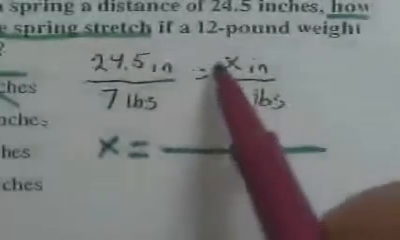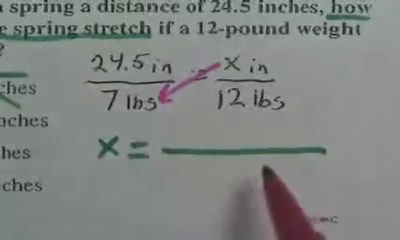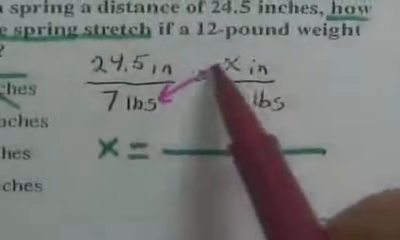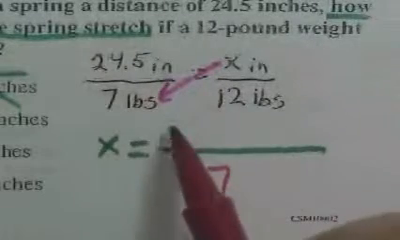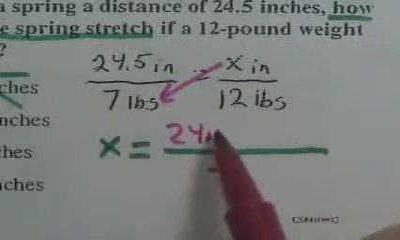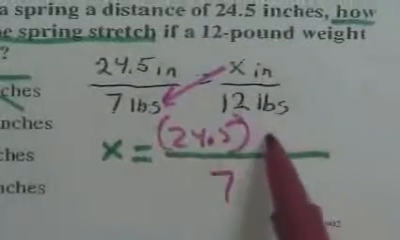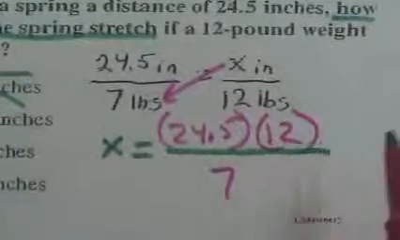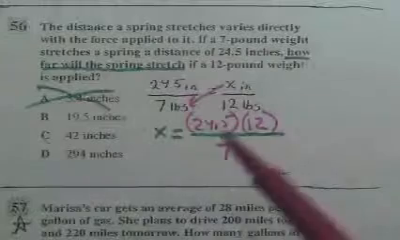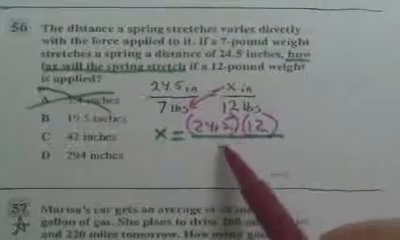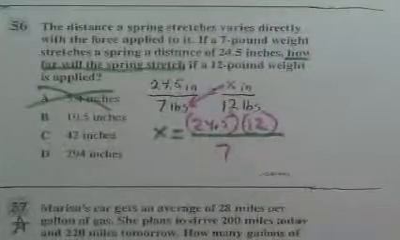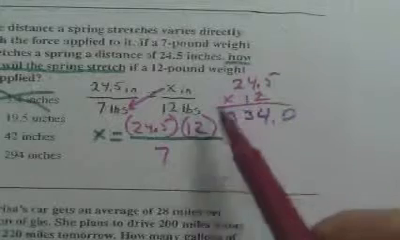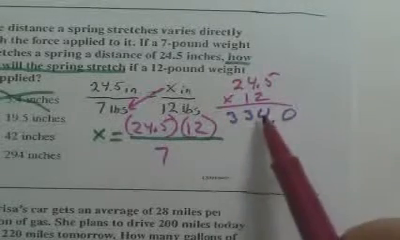Now, if I set this up as a proportion, to get x by itself, the bottom number is a one diagonal of x. The other two numbers go on top, 24.5 and 12. Now, I can't reduce any of this, so 7 doesn't go into any of these numbers. So I have to multiply this out first and then divide. And if I multiply this out, I get 334.